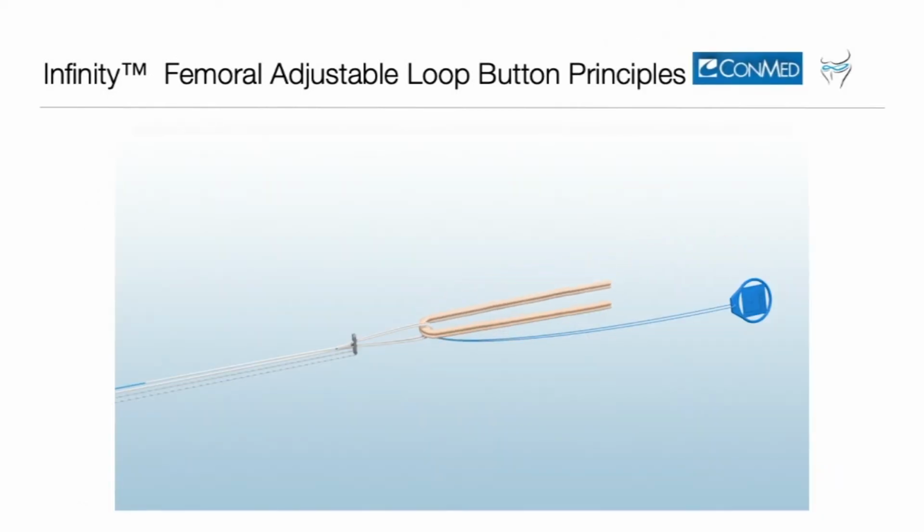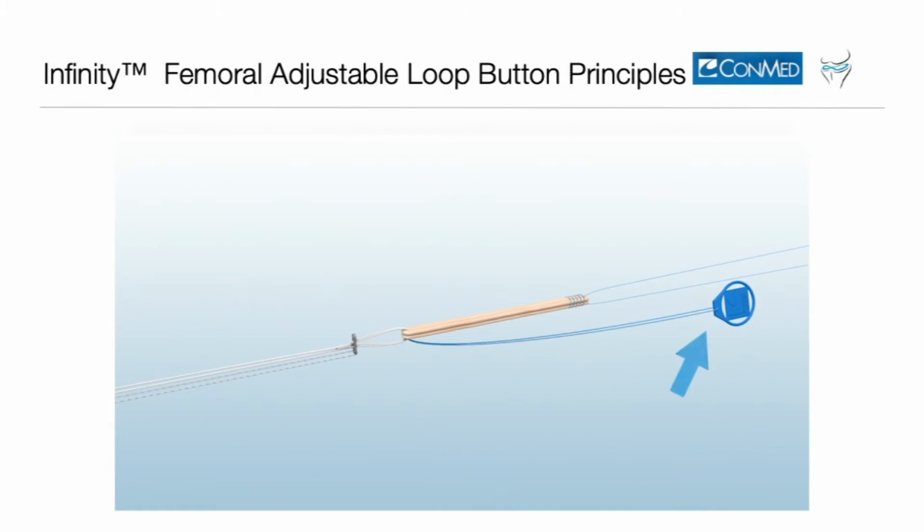The whole principle of this adjustable loop is that once you put a graft through, normally it would be of fixed length and you couldn't reverse it, but you can then pull back on the tab, and that pulls on one of the two strands. Then you can pull the rest of the graft down.